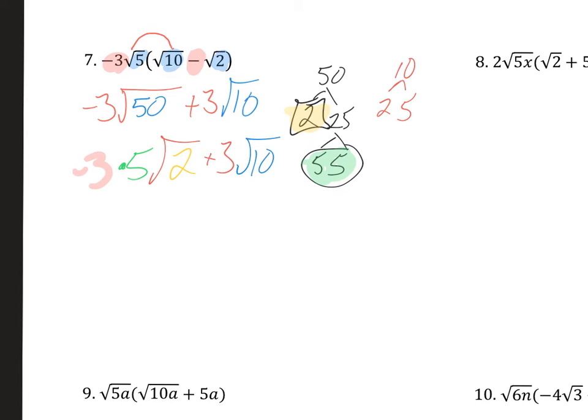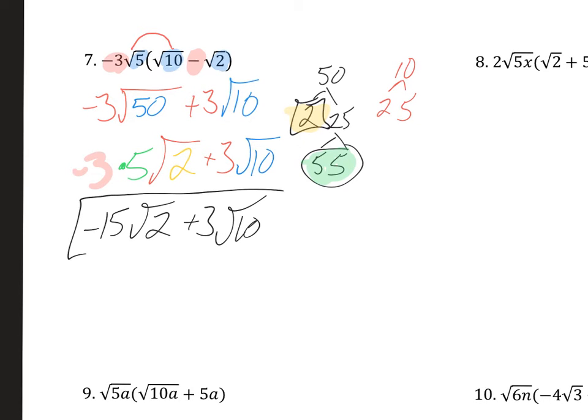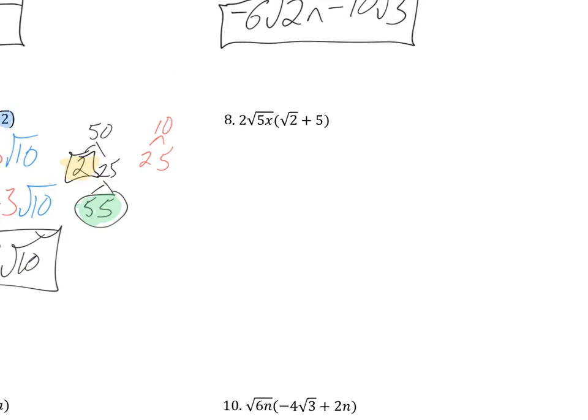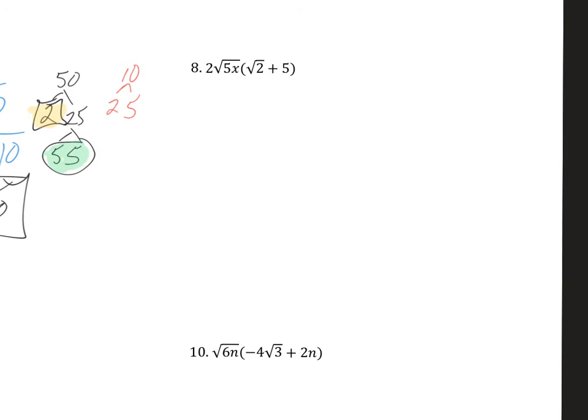Let's go ahead and just simplify. Negative 3 times 5 is negative 15 radical 2 plus 3 radical 10. Perfect. Okay. Go ahead and try the next one.